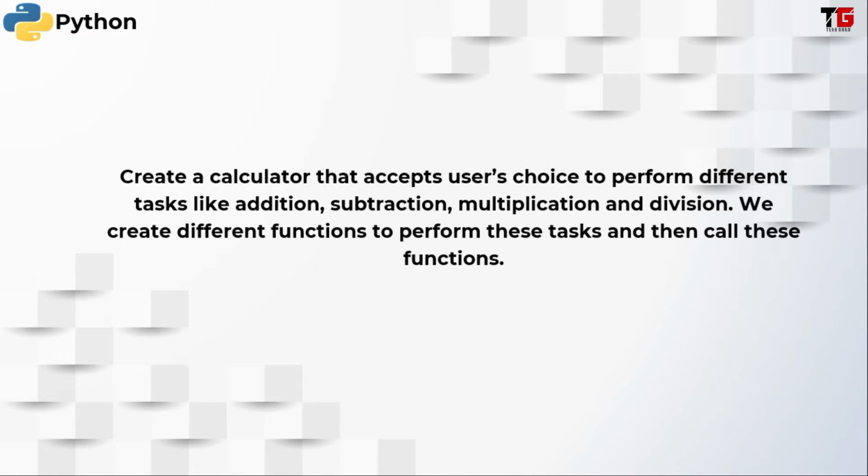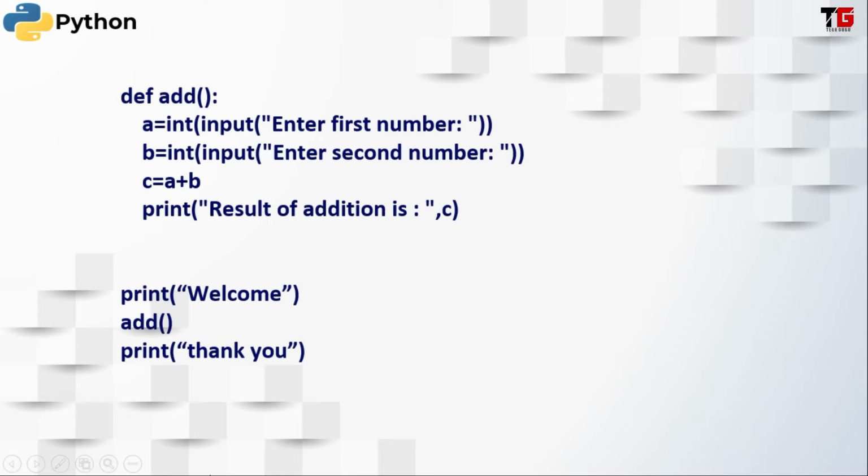In the previous video we did a practical where we created a calculator. The user enters their choice whether they want to add, subtract, multiply or divide the numbers, and after that the user enters two numbers, and based on those two numbers the result is displayed on the screen. But there was a problem in that case. The coding was like this.